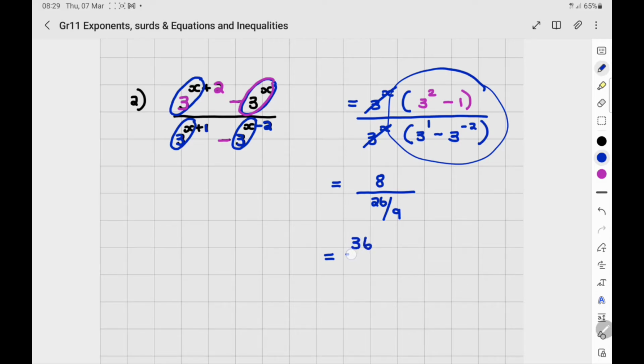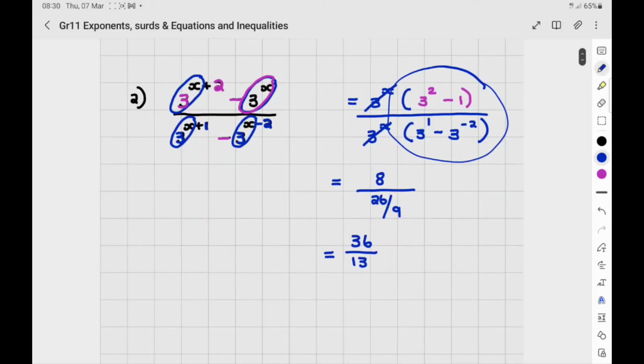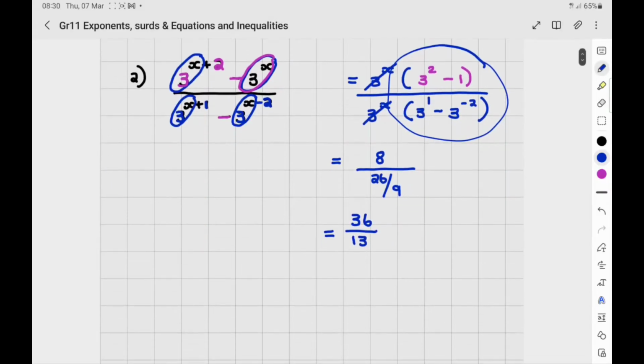36 over 13. All right, people in grades 8, 9, 10, you were used to nice numbers. You must get used to funny numbers in grade 11. Okay, all right. I mean, it's not whole number answers. It's going to get bad.